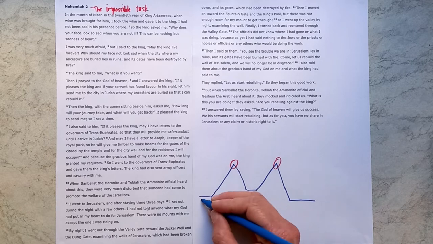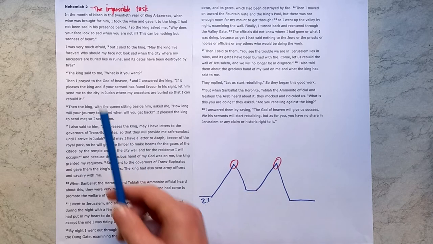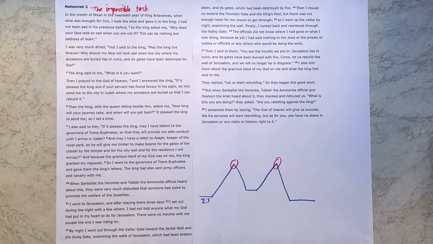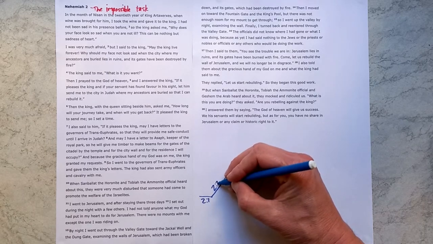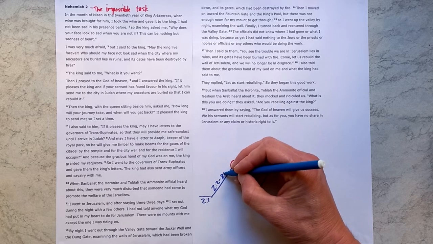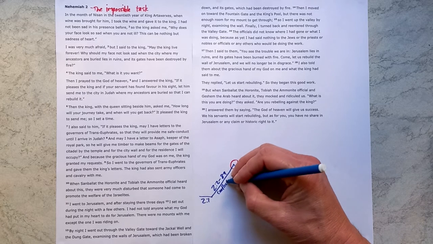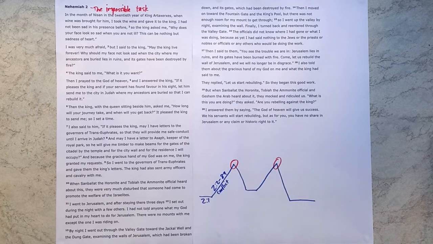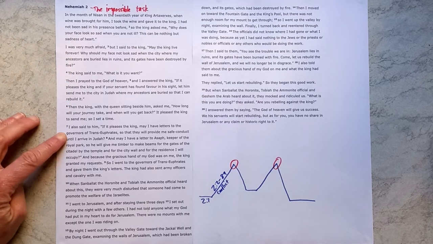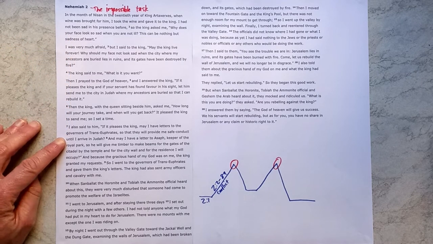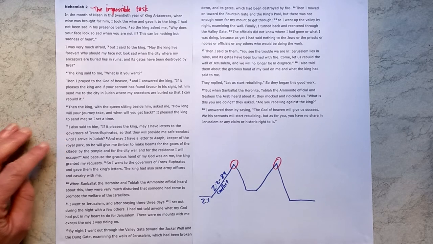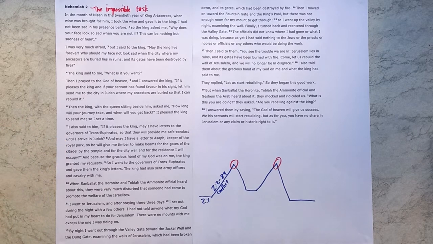So our setting is given in chapter 2 verse 1, where Nehemiah is in the throne room with King Artaxerxes. From chapter 2 verse 2 all the way to verse 8a, we get the conflict. What we see taking place in that section is Nehemiah explains the reason for his sadness, and he asks the king if he can go home to do the task of rebuilding the walls of Jerusalem.